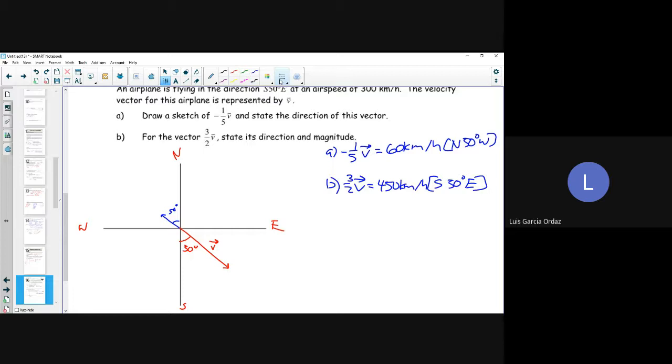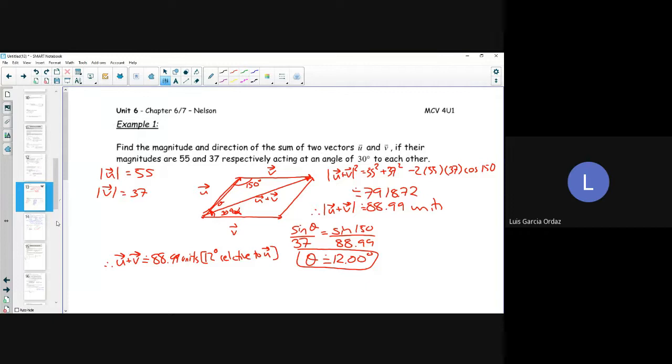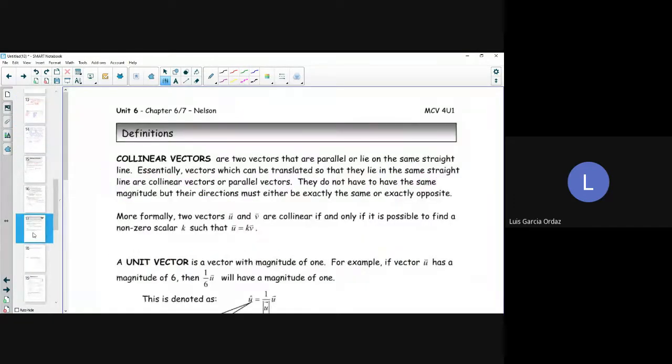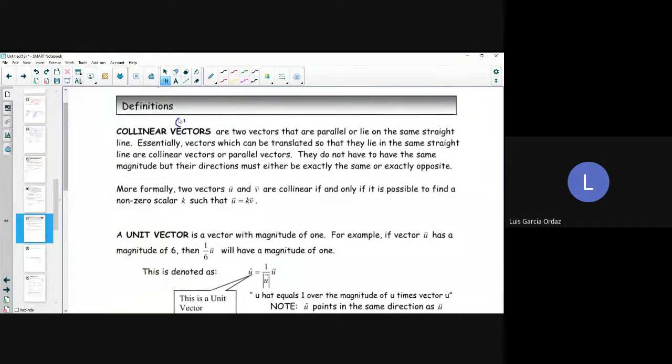So now we can move on to our next example. So let me just scroll down. So now we're going to be talking about collinear vectors. So collinear vectors, the same thing as saying parallel, are two vectors that are parallel or lie on the same straight line.